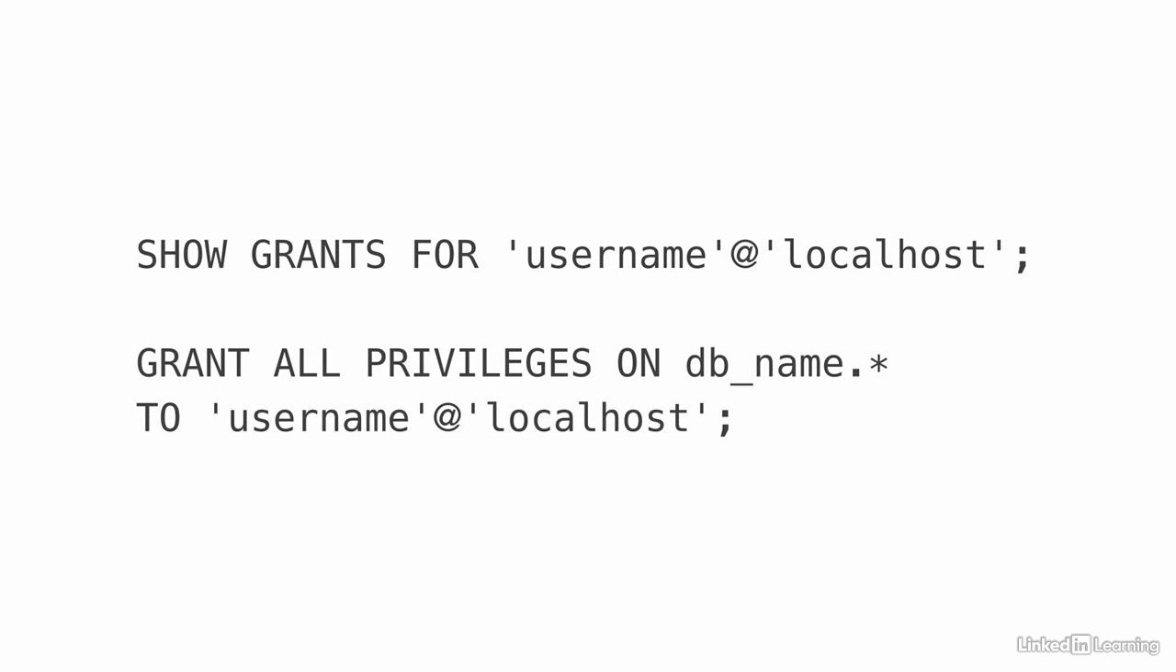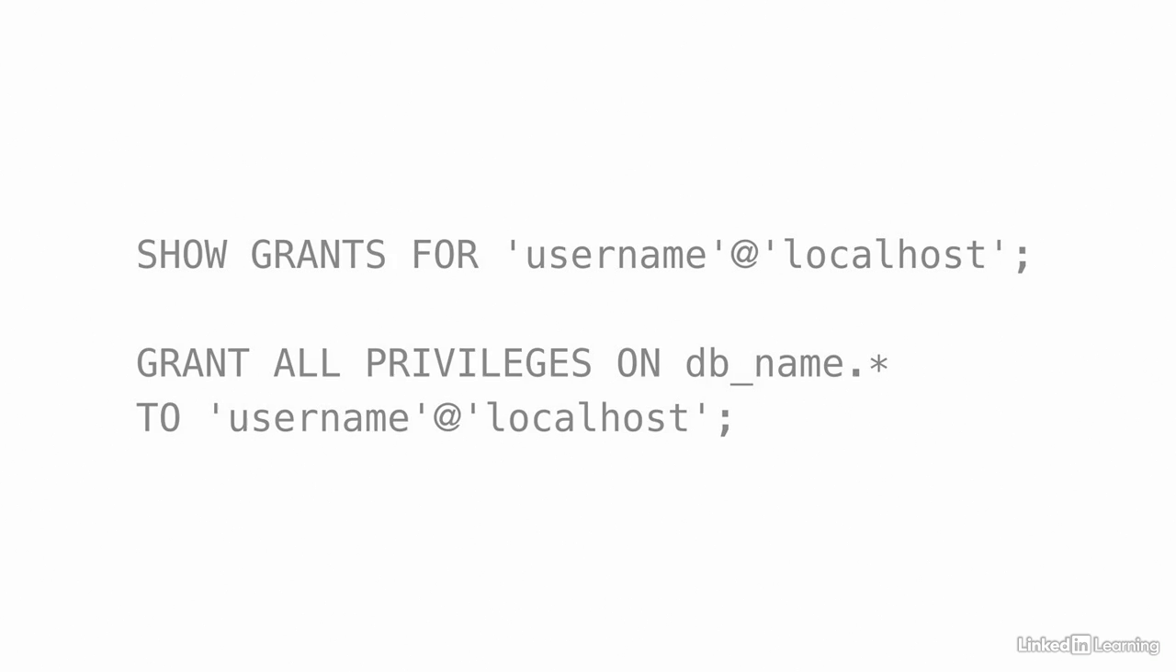So you can look at the existing grants for the user if there's any question about whether they have access or not, but then you want to grant all privileges on the database name that you've created, followed by a period and an asterisk to say all tables on that database. Grant those privileges to the username that you've created, and then at localhost. You see at localhost over and over again. We're granting it only for users from our local computer, not someone who comes from another IP address.